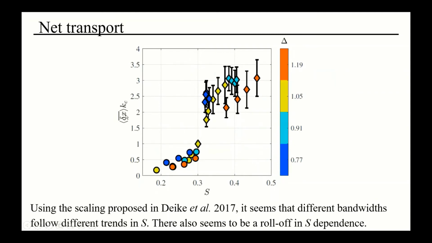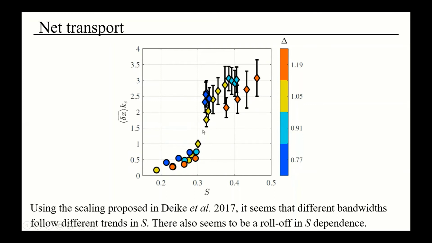So on the y-axis is the transport, which I've normalized by the central wave number, and on the x-axis is the steepness or strength of breaking, S. The points are color-coded by the bandwidths. The circular points are the non-breaking wave packets, and the diamond-shaped points are breaking wave packets.